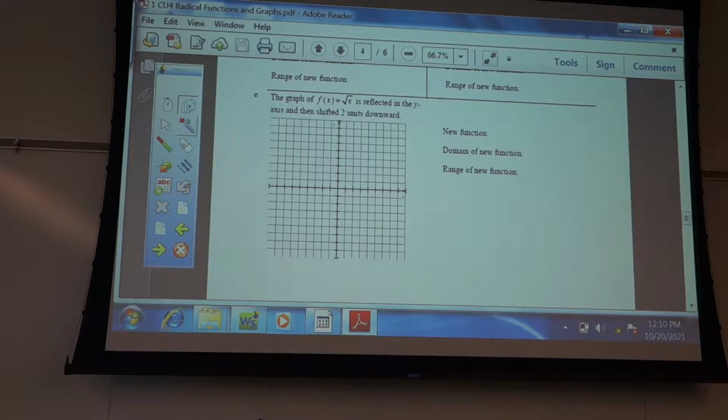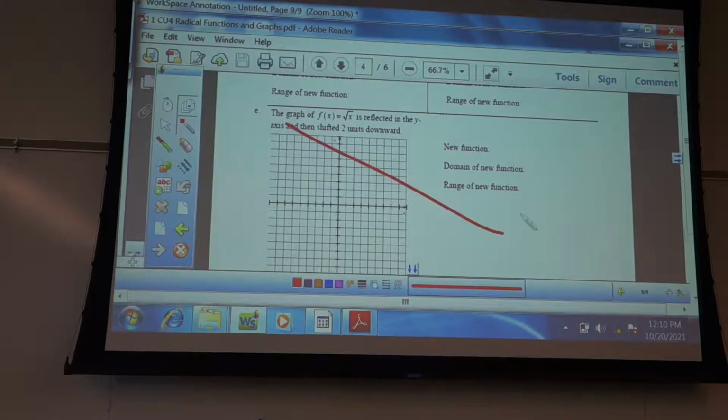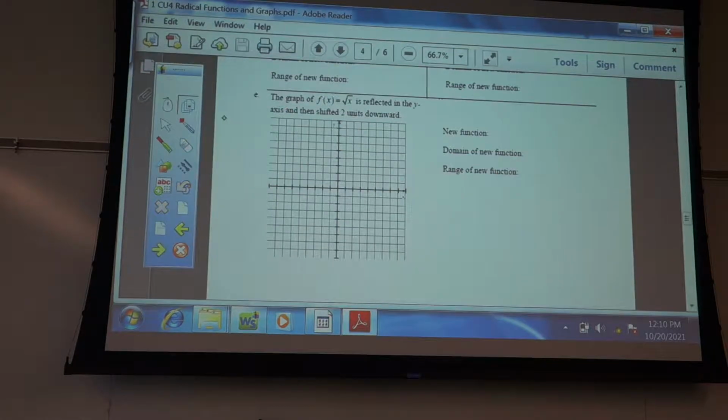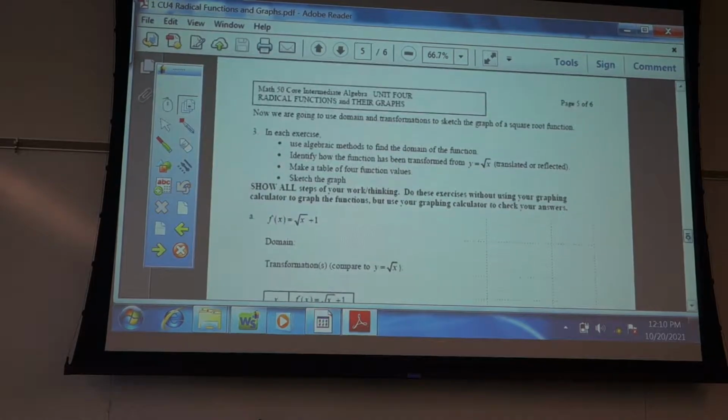We are not going to do E, so you can just skip E, that's fine. I like skipping it because when you combine them, it just gets really complicated and annoying.